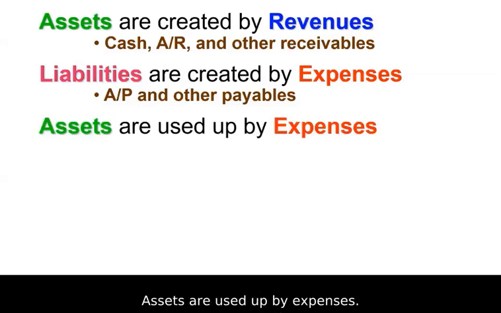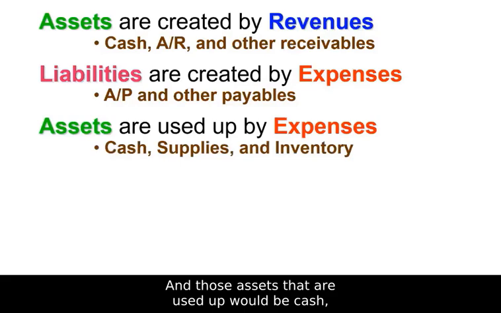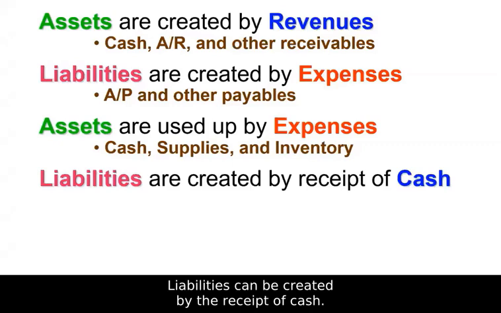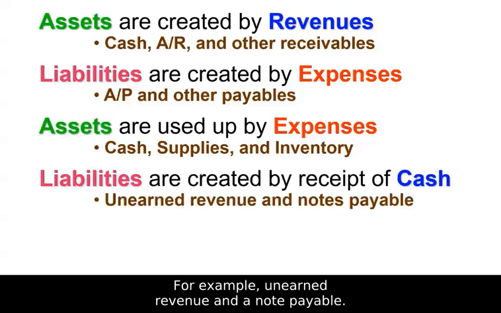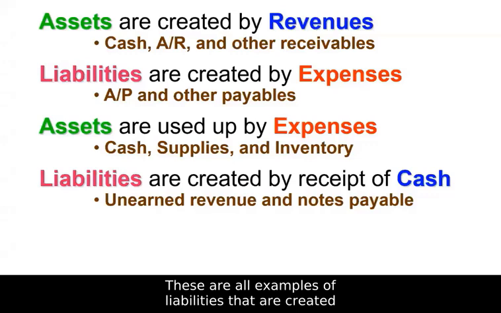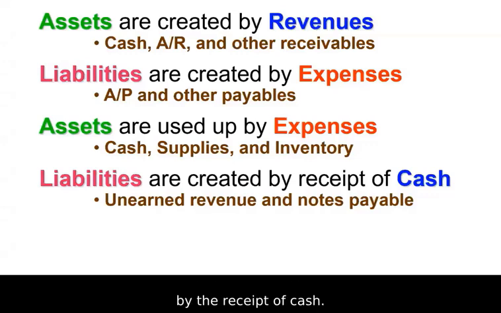Assets are used up by expenses. That was another possibility. And those assets that are used up would be cash, supplies, and inventory. Liabilities can be created by the receipt of cash. For example, unearned revenue and a note payable. These are all examples of liabilities that are created by the receipt of cash.